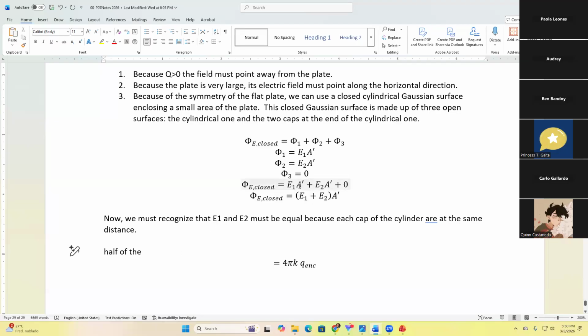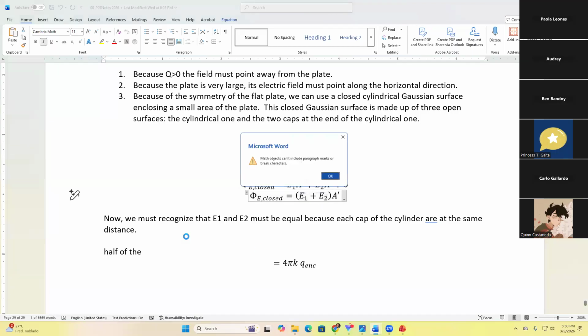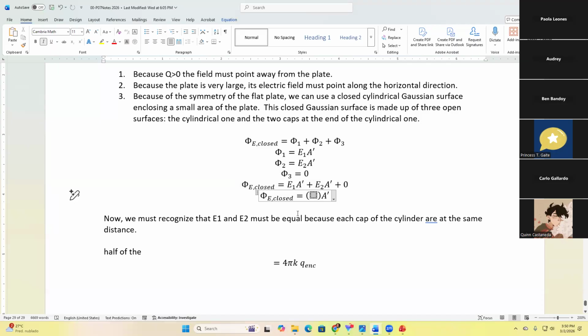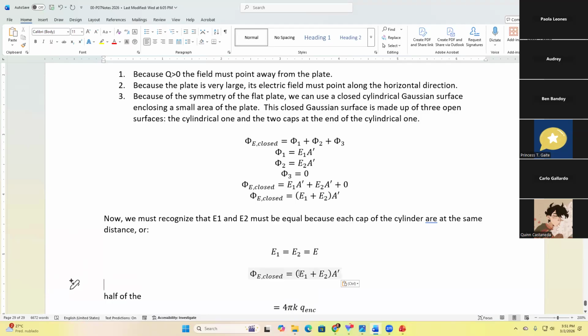So here you go. E1 must be equal to E2, which must be equal to E. Okay? And now we have one more important result to write down here. E1 plus E2 is E plus E. E plus E is equal to 2E.